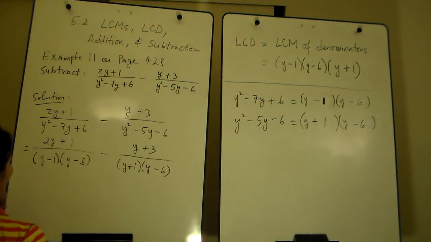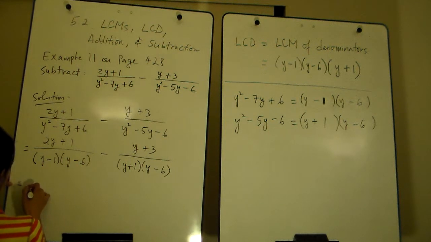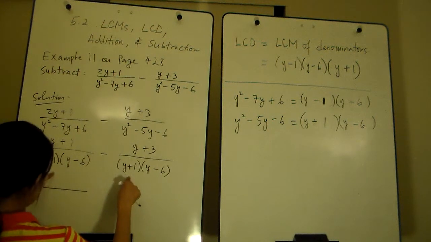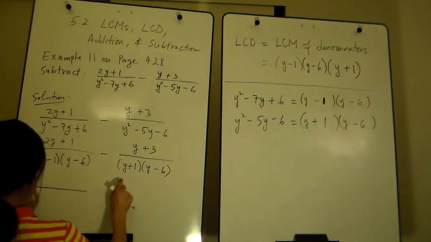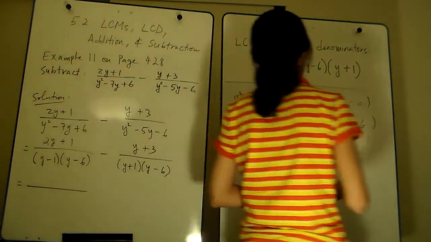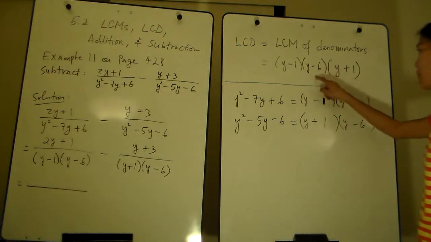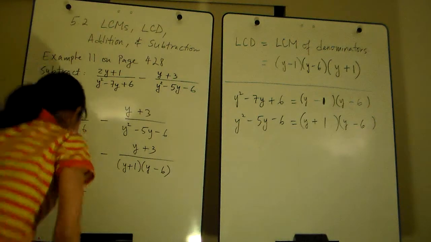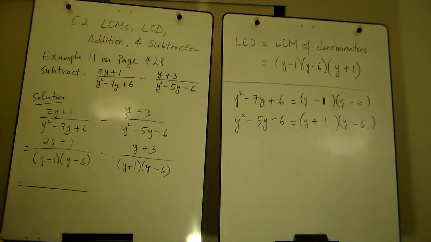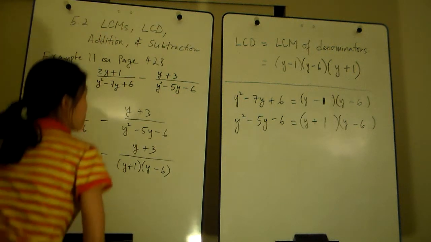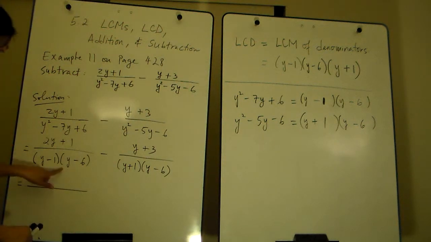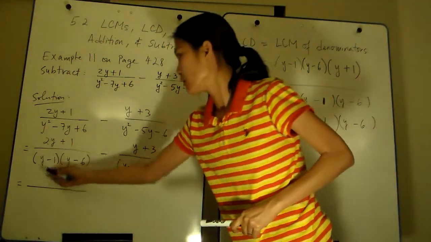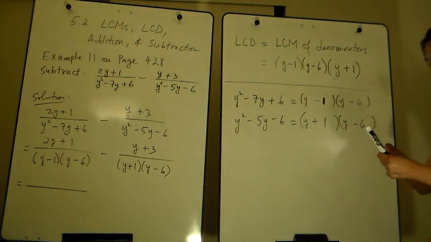Okay? Now, as you see, these denominators have different factors, right? This is y minus 1, this is y plus 1. They have a common one, but they're still not the same. Alright, the LCD is y minus 1 times y minus 6 times y plus 1. For this first denominator, it is missing the one that it does not have. The one that makes a difference from the LCD is that it does not have the y plus 1. Okay? For the first denominator, it missed out the y plus 1.